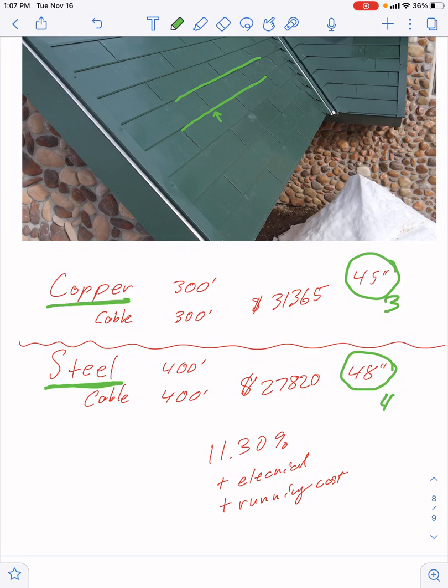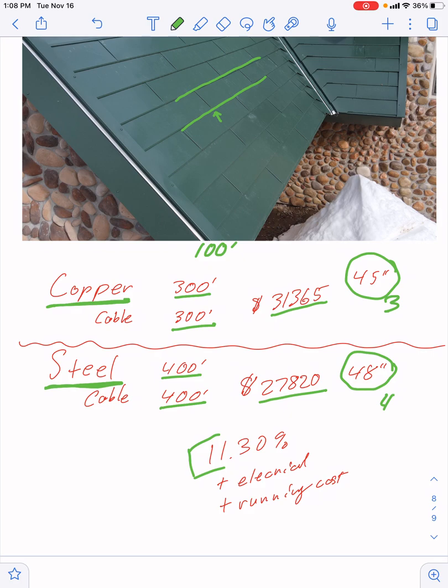So looking at this, for a 100-foot roof edge, we need 300 feet of copper, 300 feet of cable, versus the steel, we need 400 feet of steel, and 400 feet of cable. The cost difference, 31,000 some change, 27,800-ish, and the difference percent-wise is 11.3%.